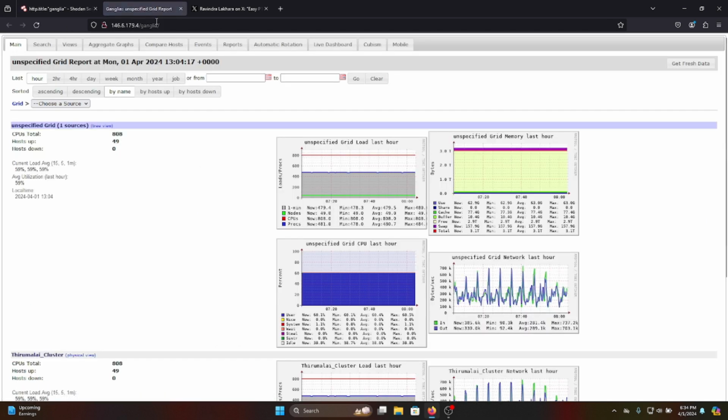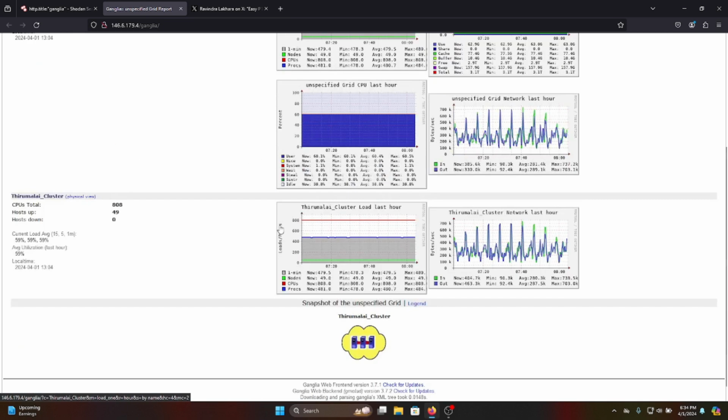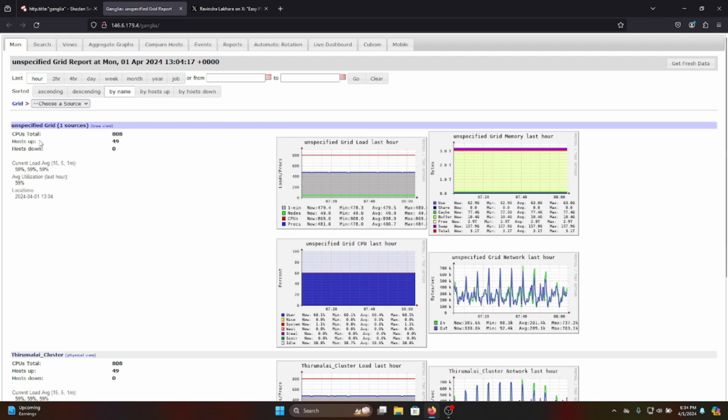So as you can see, it's an unauthenticated dashboard. You can see the graphs, the machines, like there are CPU total of 808, hosts up are 49, hosts down 0. You can identify the organization, machines and their behaviors, like how they are working. So basically you can get the information about your target.